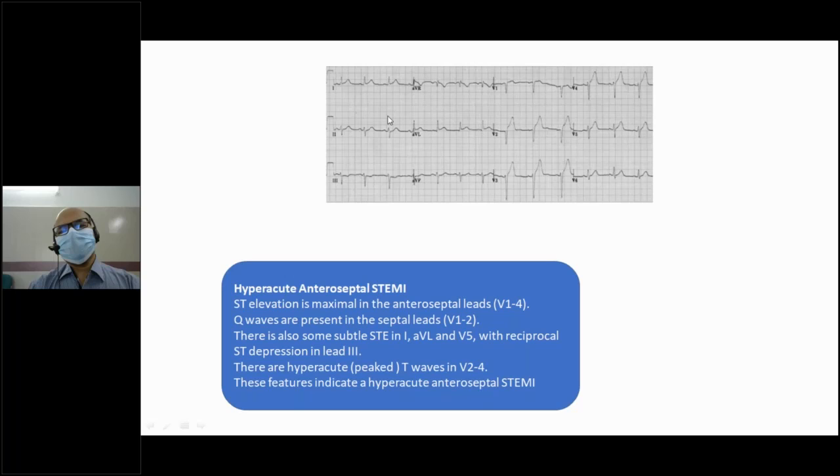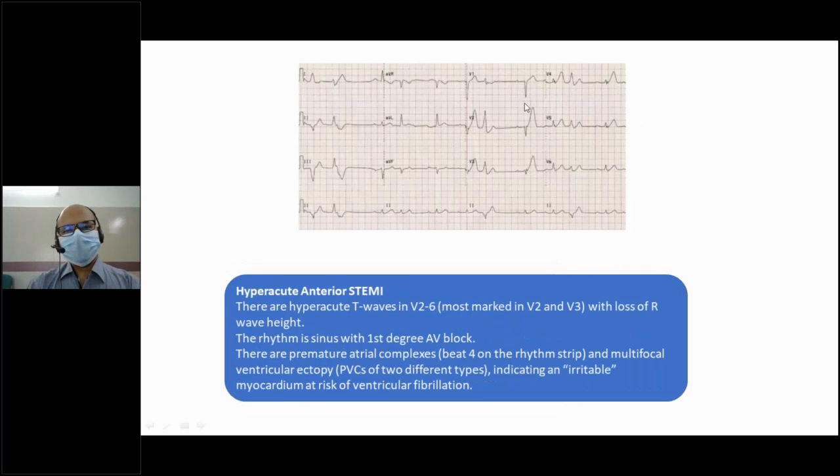Usually the T wave in chest leads is up to a maximum of 10 millimeters, that means 2 large squares. When it is more than 2 large squares, it is hyperacute, a tall peaked T wave, and in limb leads or augmented leads it is up to 1 large square. So these features indicate hyperacute anteroseptal infarction, because this patient has changes in V1, V2. Another ECG, hyperacute.